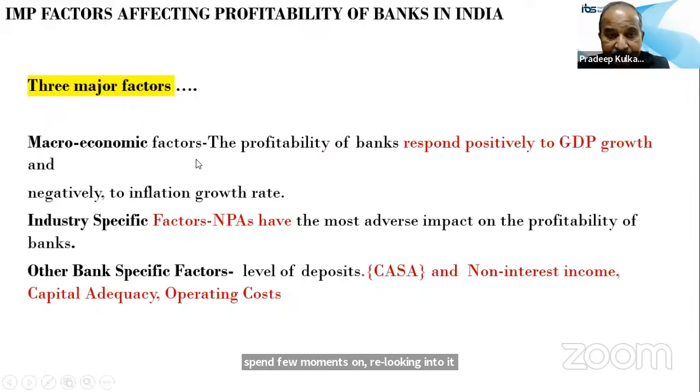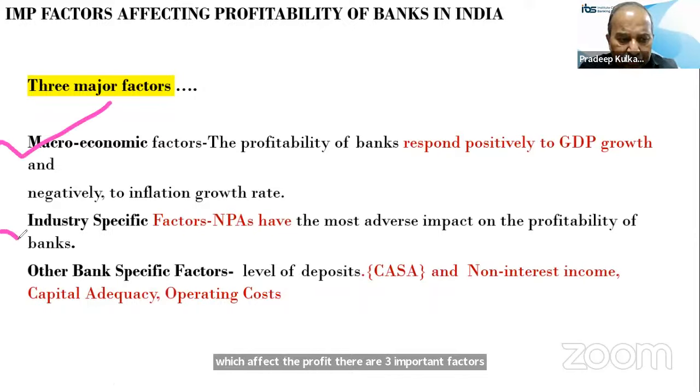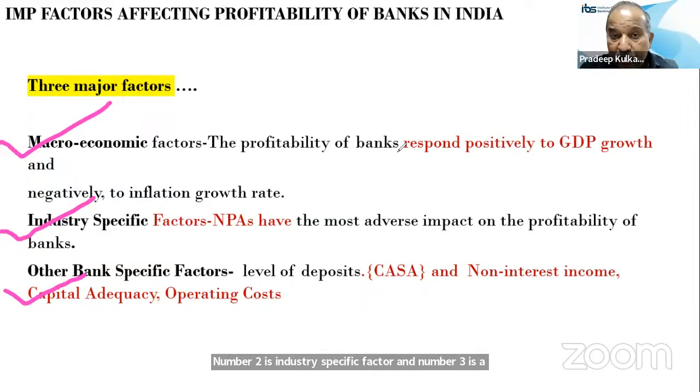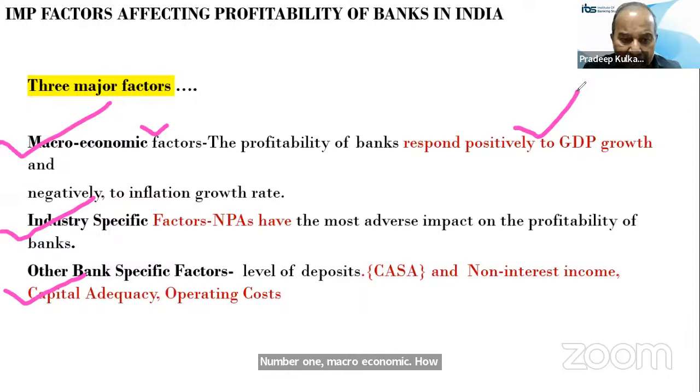Now, next, what are the important factors which affect the profit? There are three important factors. Number one is the economic factor. Number two is the industry-specific factor. And number three is the bank-specific factor. These three are important factors which impact the profitability of the bank. Number one, macroeconomic: GDP, GDP growth, market share, inflation, these play a very critical role in the growth of our business.